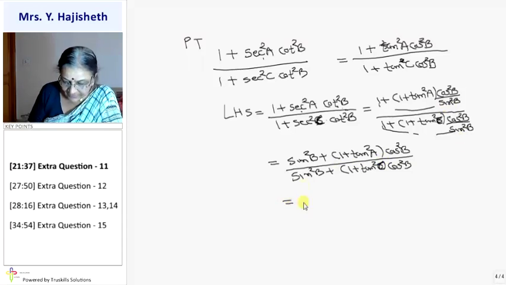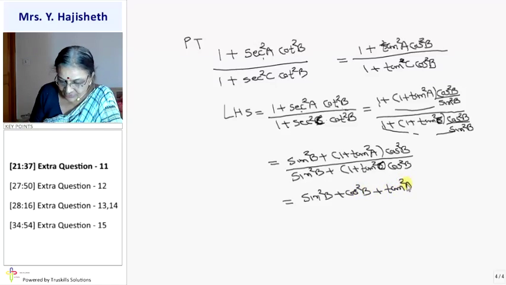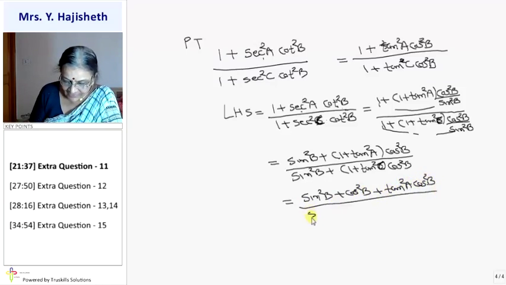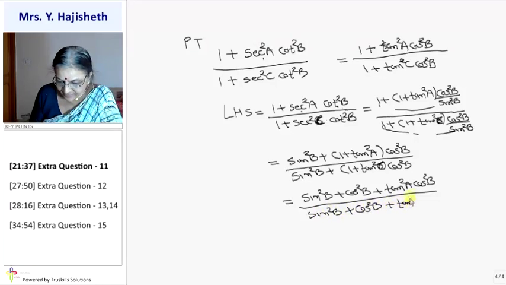Now if I open it, it is sin square B plus cos square B plus tan square A into cos square B, upon sin square B plus cos square B plus tan square C into cos square B. Got it? Clear? Sin square B plus cos square B is 1. So I got the RHS within 3 steps. See?